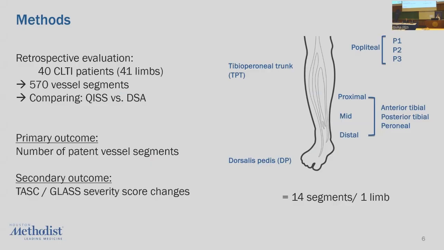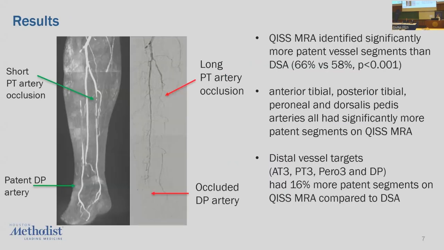First, we wanted to know the number of patent vessel segments each modality recognizes. And we also wanted to evaluate how disease severity scores like TASC and GLASS differ from each other in each case. According to our results, KISS MRA identified significantly more patent vessel segments in the below-the-knee region than DSA, and these findings were consistent across all tibial arteries. Most importantly, in distal targets critical for revascularization planning, KISS MRA identified 16% more patent segments.